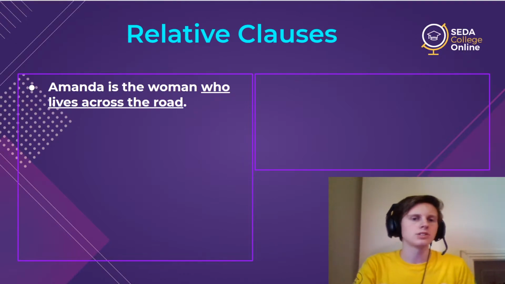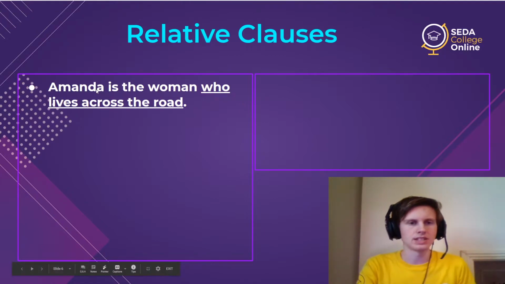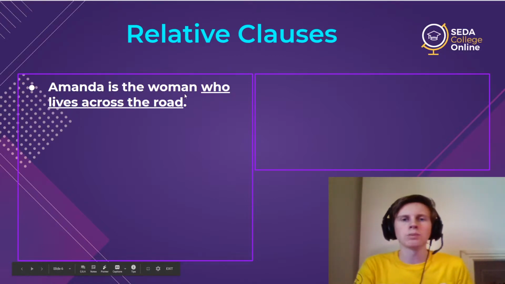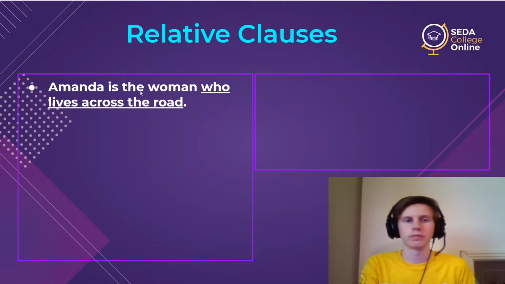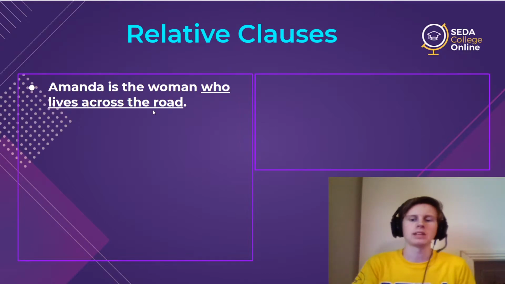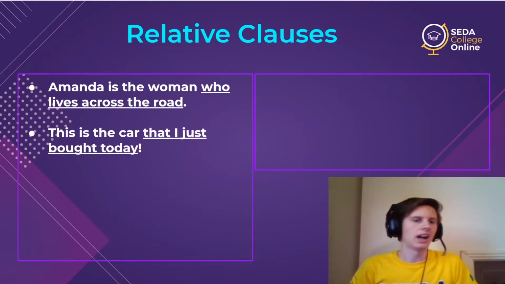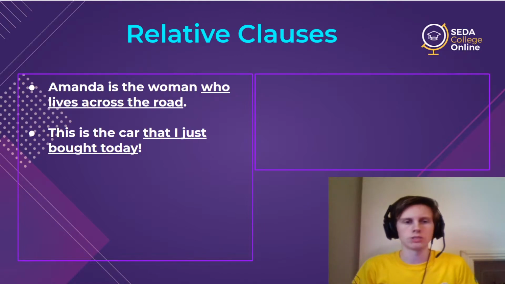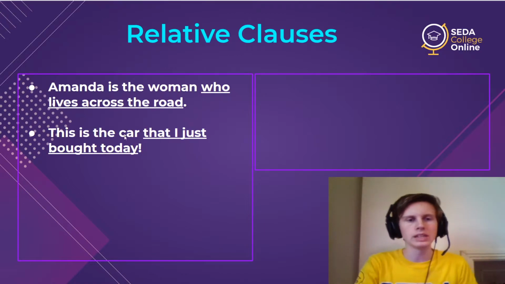So Amanda is the woman who lives across the road. Here I have the sentence, Amanda is the woman, and I want to give more information about her. What's important? What more? Well, she's the one who lives across the road. So now I can give that extra information about Amanda. Or I can say, this is the car that I just bought today. I have the complete sentence, this is the car, and I want to describe the car. I want to give that extra information, so I say that I just bought today.